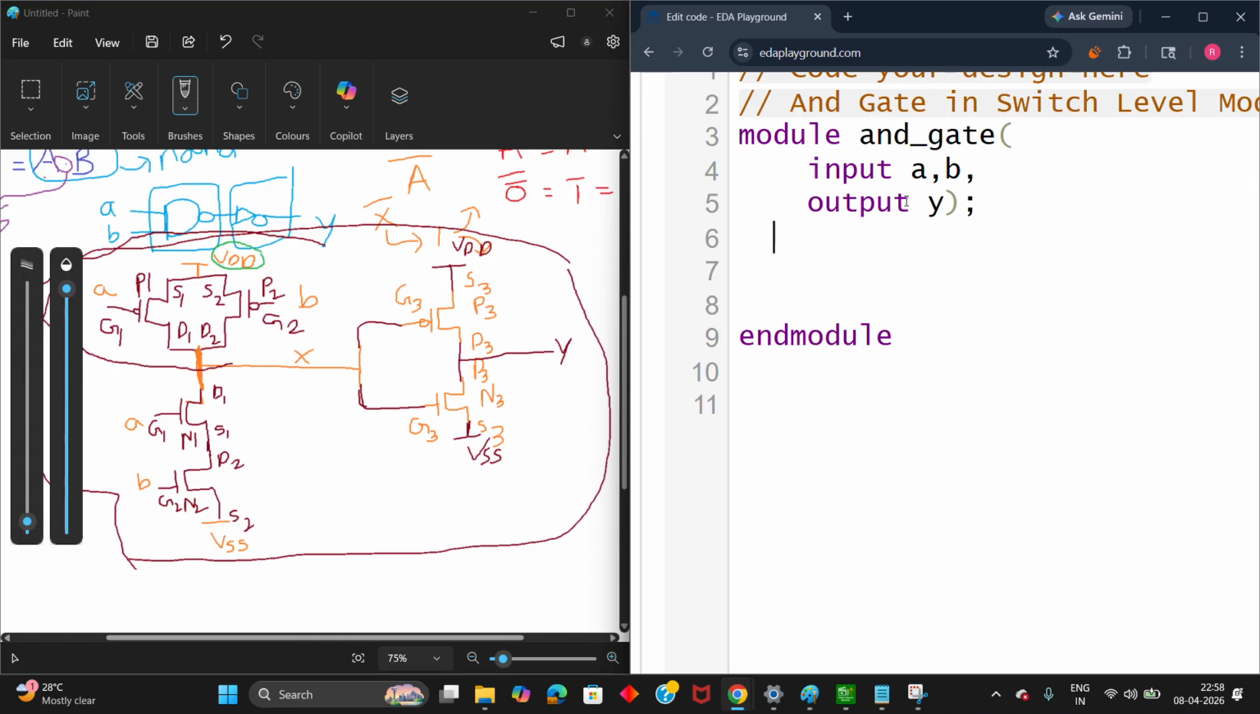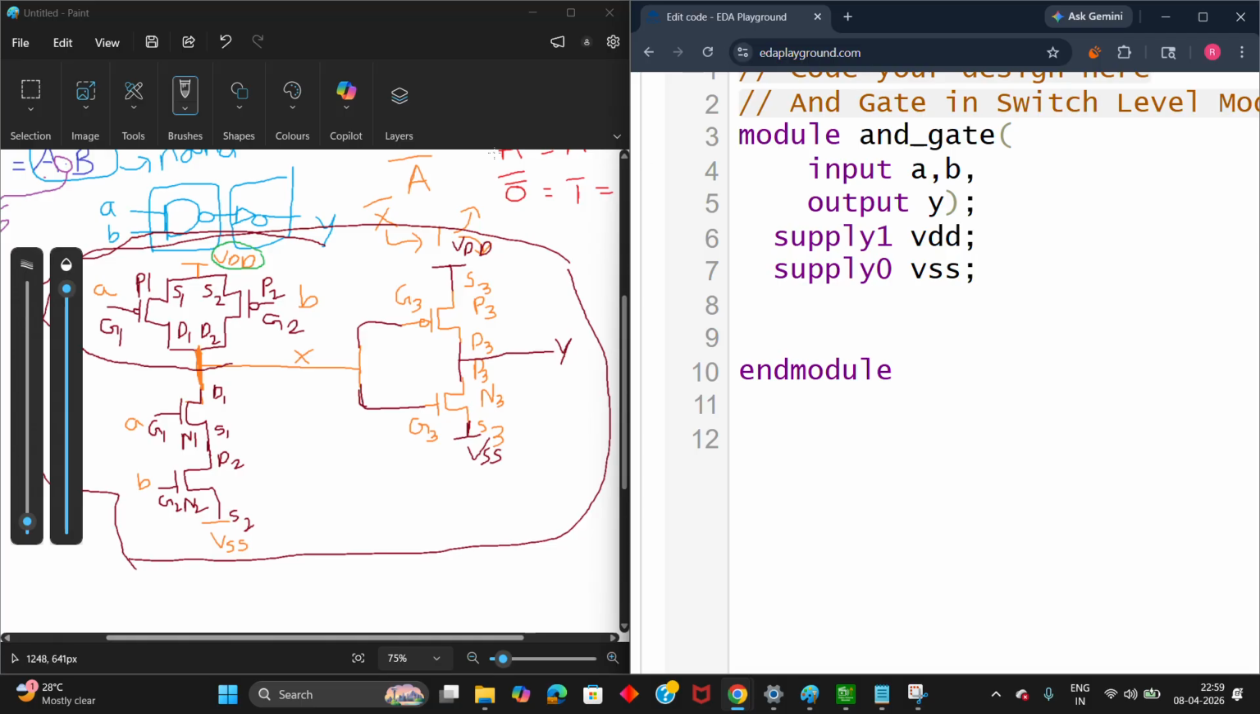So how are we going to give it? For that you are going to have keywords like supply1. Supply1 is nothing but the high voltage. VDD is the high power supply. Okay, high voltage. Supply0 means low, right? VSS is the low voltage. Like this we are going to declare the biasing voltages.